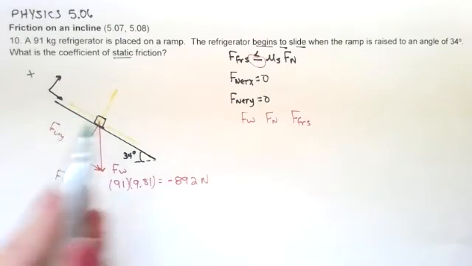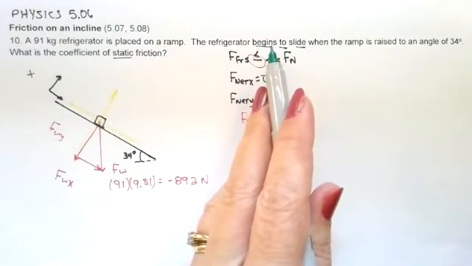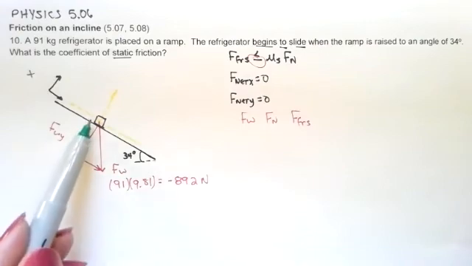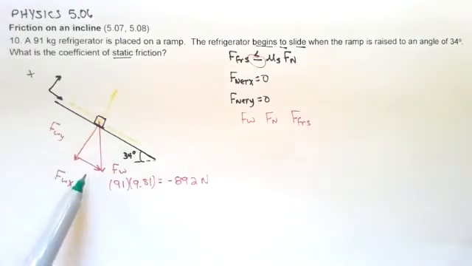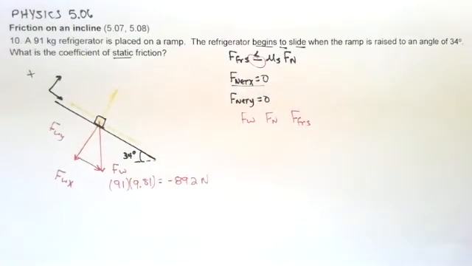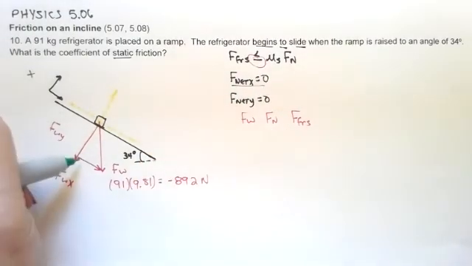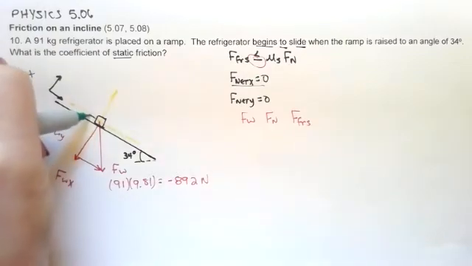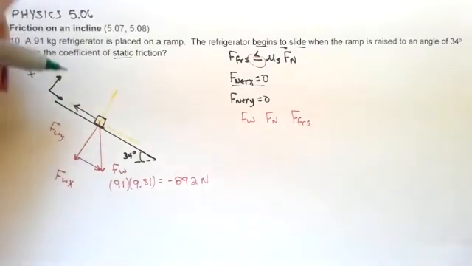So again, because we're at this begins to slide, I know that I have an F net X here, and it has to be equal to 0. So my friction force, if this comes down that far, this has to go back that far.